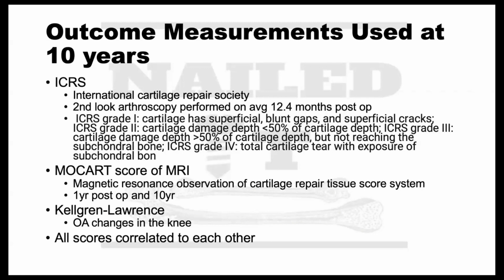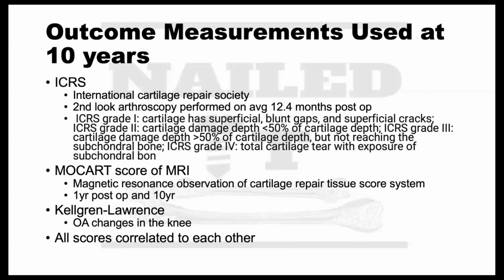They used the International Cartilage Repair Society scoring system, which utilized a second-look arthroscopy, which is pretty interesting, at an average of 12 months post-op. And these are graded as cartilage with superficial or blunt gaps, superficial cracks, cartilage damage depth less than 50%, and cartilage damage greater than 50% but not reaching the subchondral bone, and then cartilage defects with exposure to subchondral bone. And all this is done post-operatively.